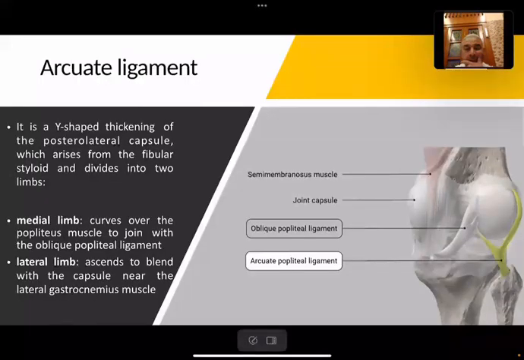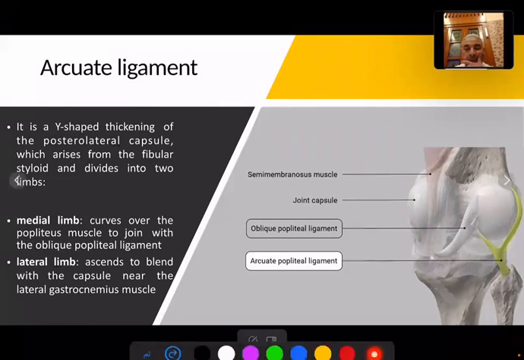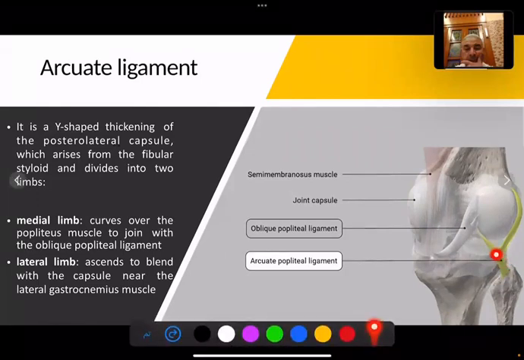The arcuate ligament. It is a U-shaped thickening of the posterior capsule, which arises from the fibular styloid and divides into 2 limbs. This is the arcuate ligament, divided into the 2 limbs. The lateral, which is aligned with the capsule near the lateral head of the gastrocnemius, and the medial, which is aligned with the oblique popliteal ligament.